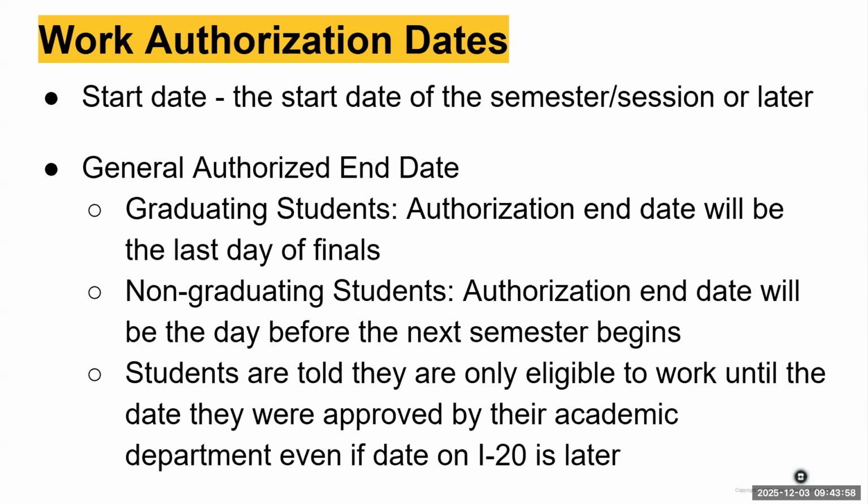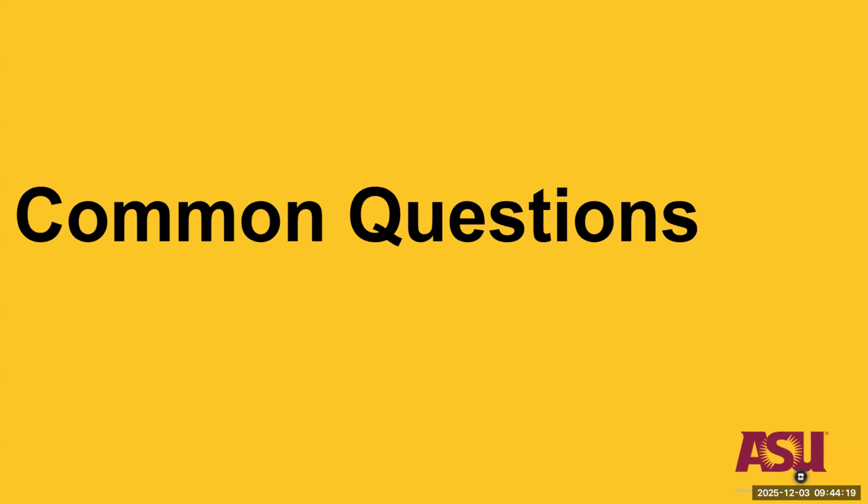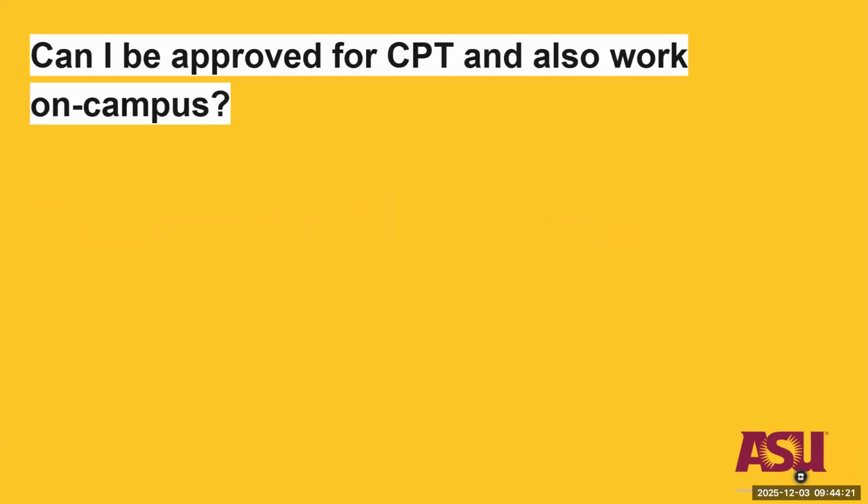And that's the general end date, but really the dates that you can actually work are always dependent on what your academic advisor sets. Something to consider is that ASU Foundations, Education at Work, Marabella, and Mullet Arena are not considered on-campus employment, so you will need some type of off-campus work authorization if you're working for these employers.